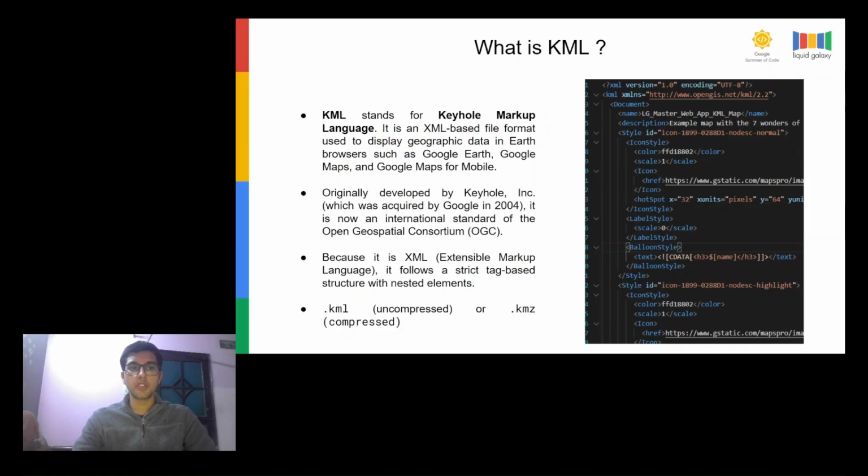Because KML is based on XML, it follows a strict tag-based structure with nested elements. These tags define geographic features like placemarks, paths, styles, polygons, and camera movements, camera positions, etc. KML files are typically saved as .kml for uncompressed data or .kmz when the data is compressed. In Liquid Galaxy, KML acts as the core format for defining visual content and camera paths, making it essential for building and running tools.